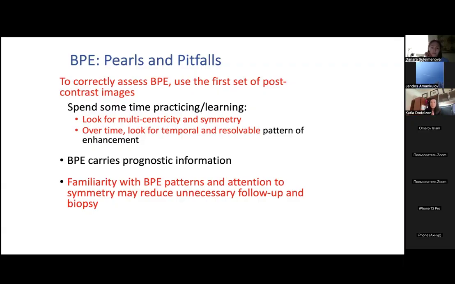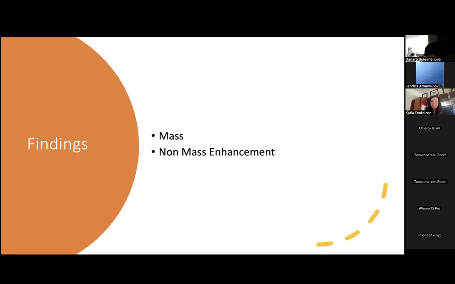Remember that background parenchymal enhancement carries prognostic information, right? So if she has high BPE, she probably is at an elevated risk. This is something to mention, but also the response of BPE to medication actually carries prognostic information for patients' treatment course. So that's background parenchymal enhancement, which you need to assess and report on MRI reporting.